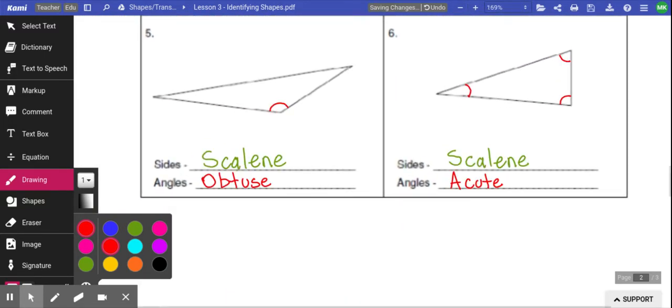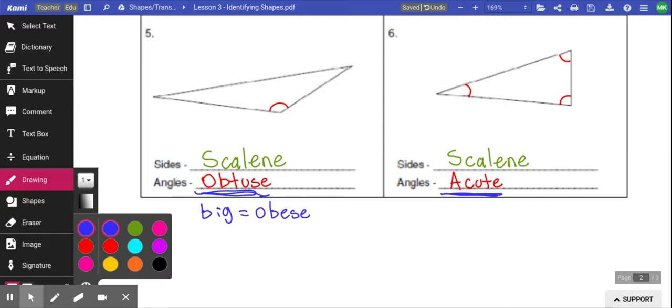The way that I remember which one's obtuse and which one's acute. Obtuse is big angle. Big is like obese, like somebody who's big. So that would be an obtuse angle because the angle is big.